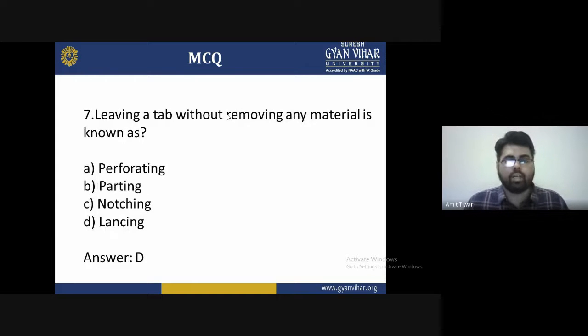Seventh question: leaving a tab without removing any material is known as, the options are A perforating, B parting, C notching, and D lancing. So the correct answer is D, lancing. Leaving a tab without removing any material, we can cut the tab but without removing the material, and this process is known as the lancing operation.